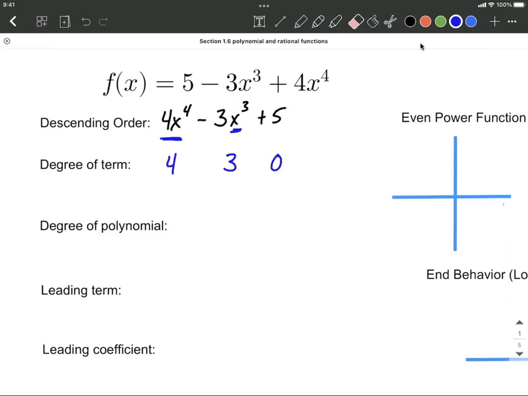Now, the overall degree of the polynomial is the highest degree on any individual term. So since we've rewritten it in descending order, it's going to be just the degree of that first term. You don't add these together. Please don't add them together. It's not going to be 7 in this case. It's only going to be 4. Now, our leading term, we just need to know where to look. It's going to be the very first term. So we'd say it's going to be 4x to the fourth power. And the leading coefficient, that's the number out in front, is going to be 4.